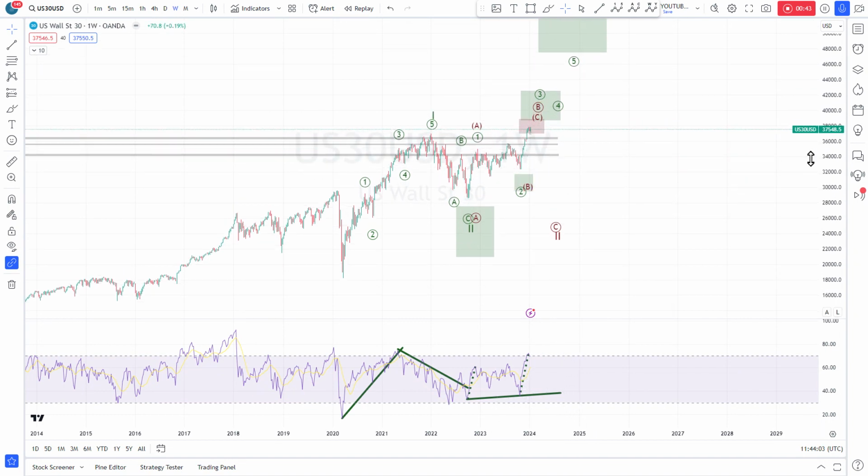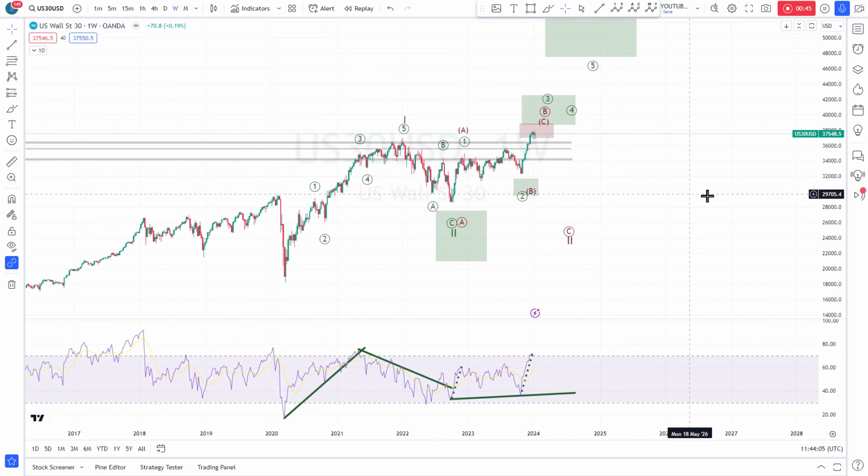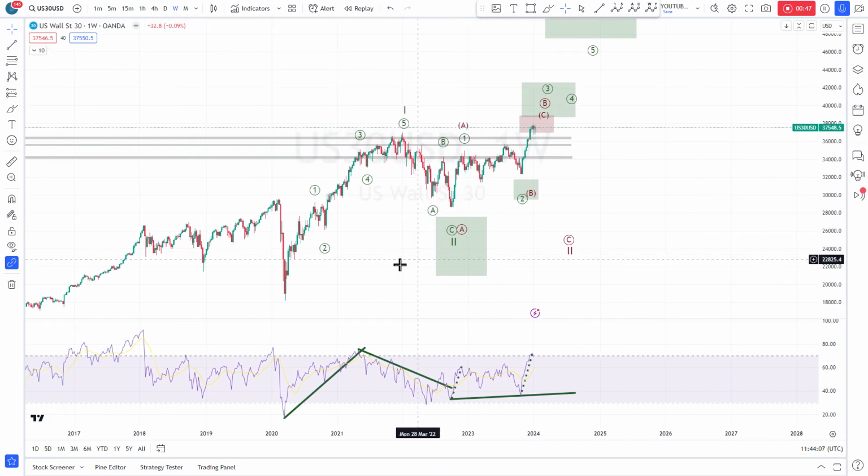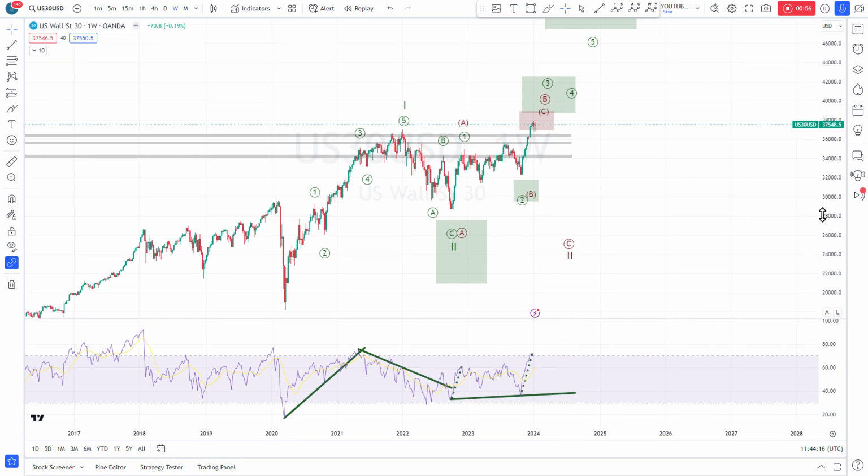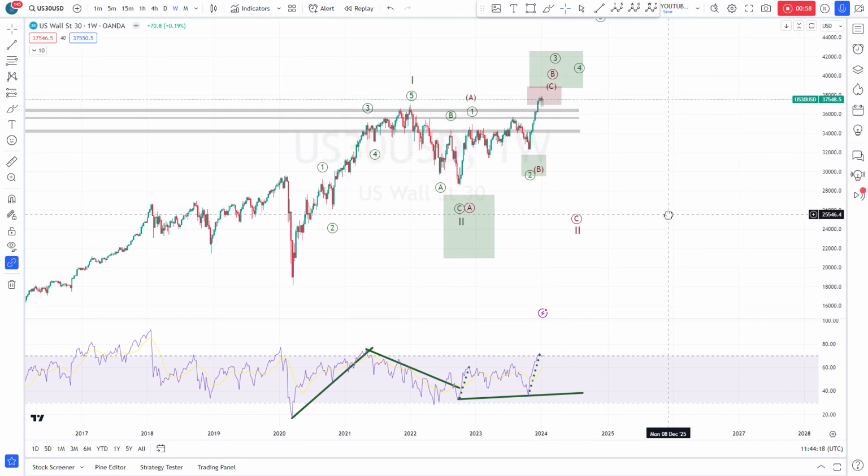I also focus on the bullish scenarios for now because we have a higher high, higher low sequence in the higher time frame in the Dow Jones. Recently, we made another all-time high. So therefore, I believe it makes more sense to focus on the bullish scenarios.